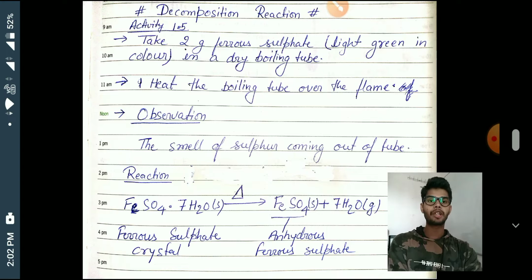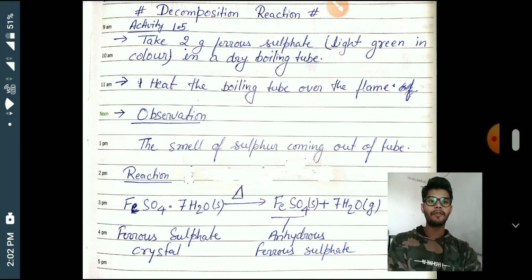So let's have a quick recap of what we have discussed till now. In the previous lecture we discussed the combination reactions, in which two or more substances combine together to give a new substance or new product. Here we're going to see just the opposite of that, when a simple substance breaks down into multiple substances. So let's start this lecture with Activity 1.5.